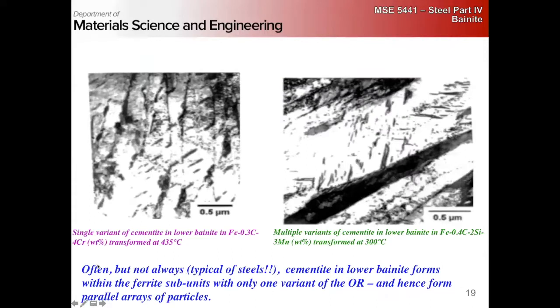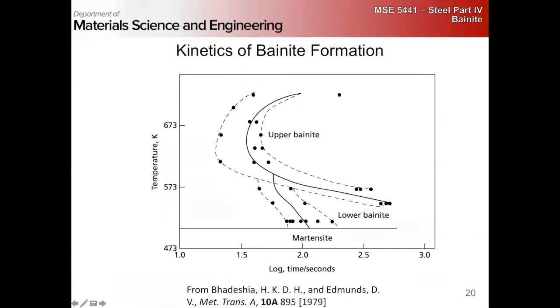So most of the time, but not always, the cementite in the lower bainite forms with ferrite subunits of only one orientation. It's like one variant of this orientation relationship, and so you get parallel arrays of particles, but that doesn't always happen.